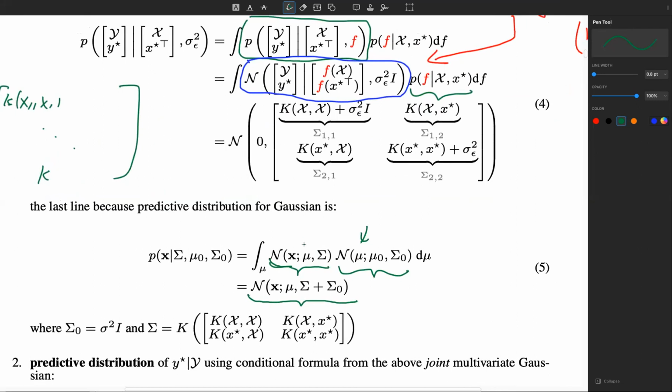This should be, that should be mu 0. Yeah, that should be mu 0. Because mu clearly gets integrated out. It shouldn't exist in here, right? So it should be mu 0. Apologize for that.